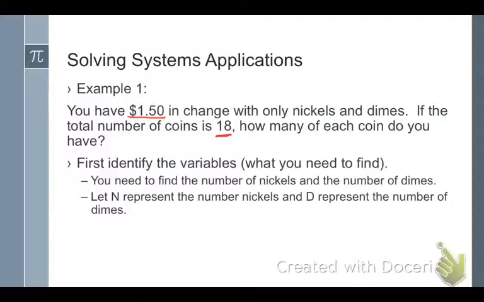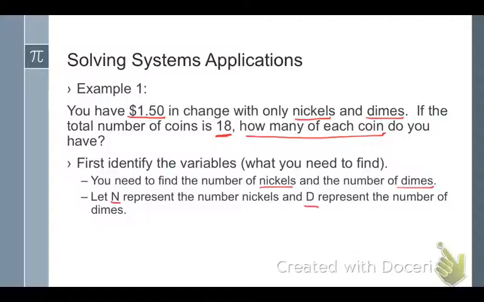So you have to identify the variables. Well, the $1.50 is not a variable, the 18 is not a variable, but I was asked, so you look at the question for that. How many of each coin? Well, what do they mean, each coin? Well, the 2 types are nickels and dimes. So we need to find the number of nickels and the number of dimes. So that's what we're looking for. Those are our variables we're trying to solve for. So we're going to let n represent the number of nickels and d represent the number of dimes.